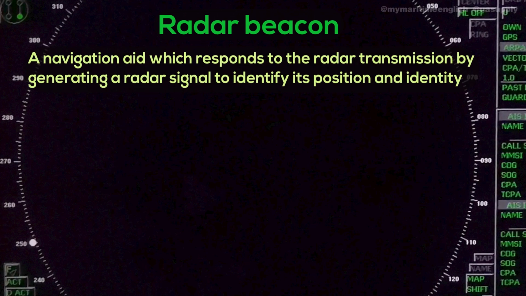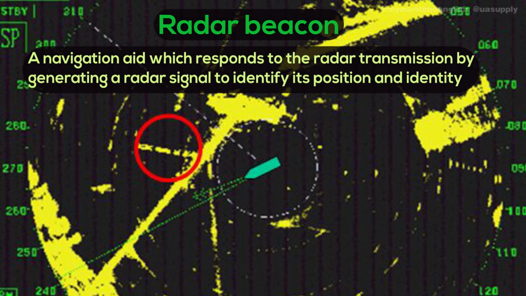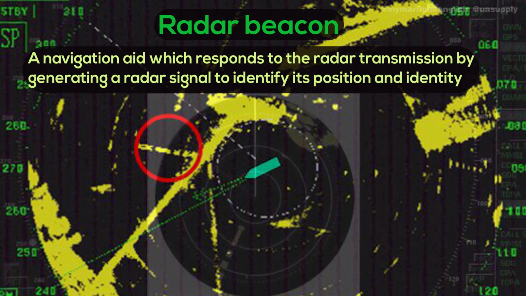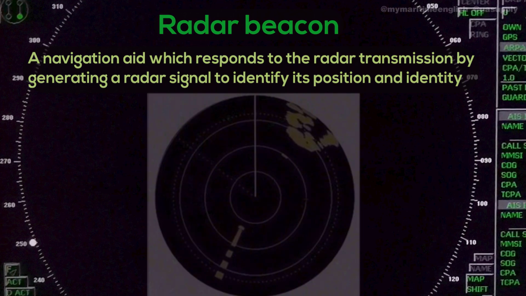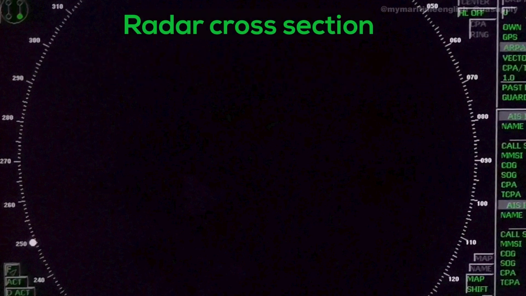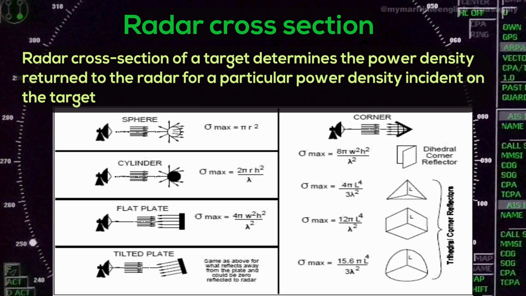Radar beacon. A navigation aid which responds to the radar transmission by generating a radar signal to identify its position and identity. Radar cross-section. Radar cross-section of a target determines the power density returned to the radar for a particular power density incident on the target.